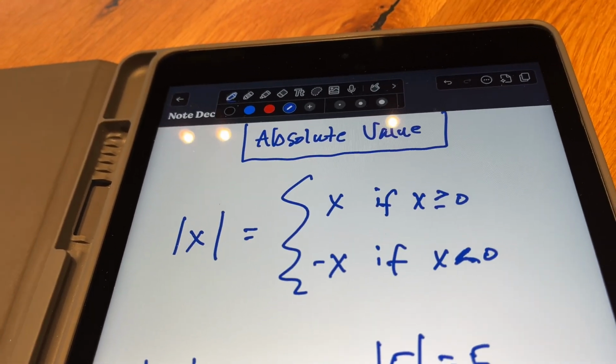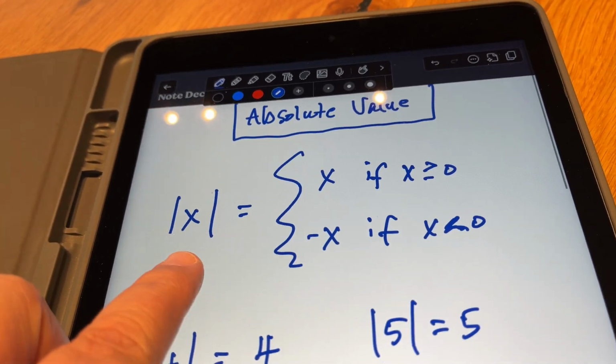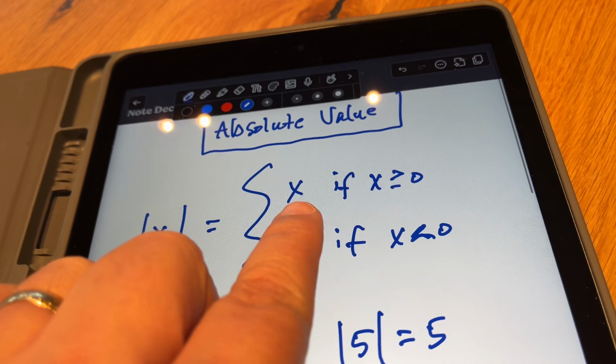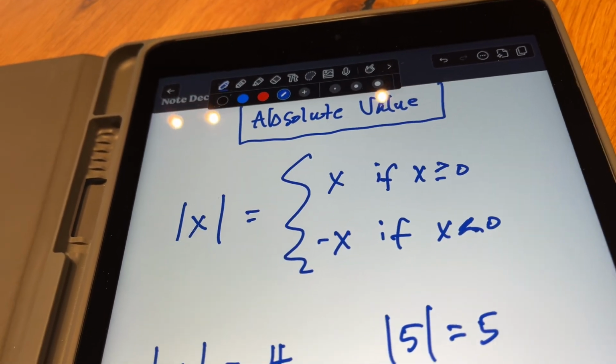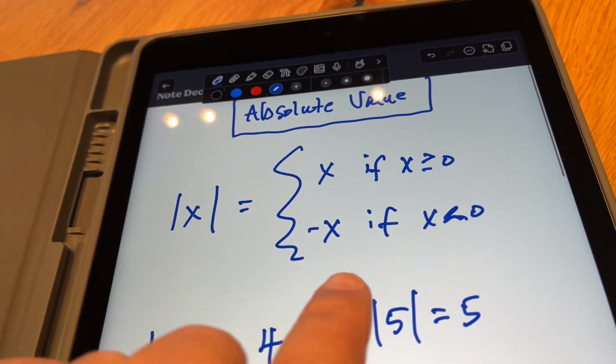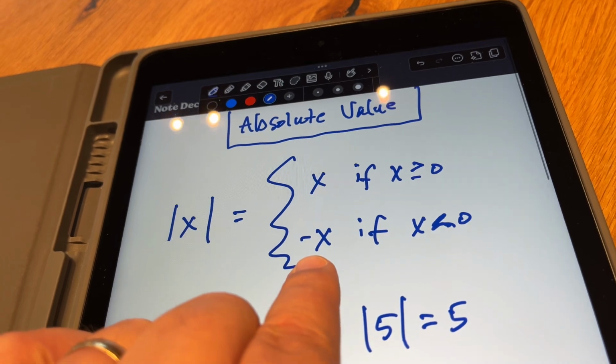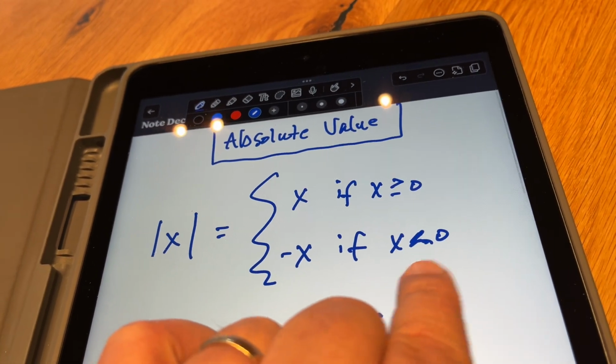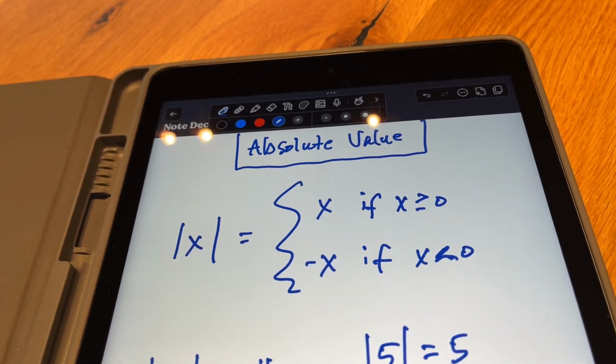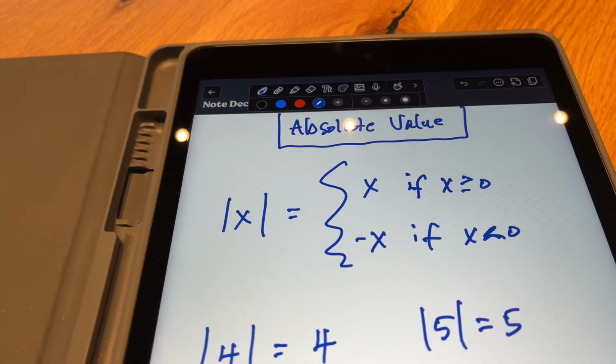Let's talk about absolute value. The absolute value of some number x is equal to x if x is greater than or equal to 0, but the absolute value of x is equal to negative x, or the opposite of x, if x is less than 0. So let's look at a couple of examples.